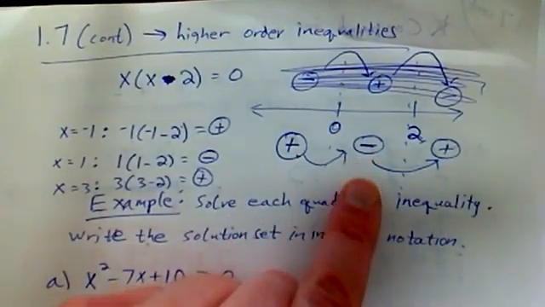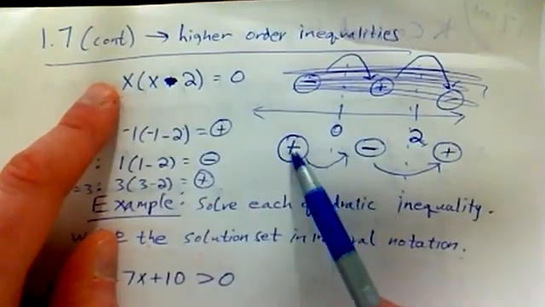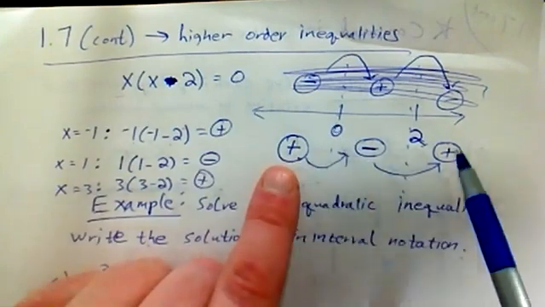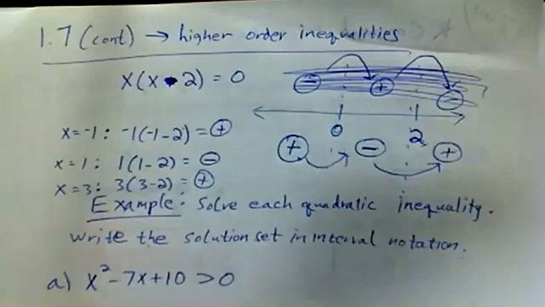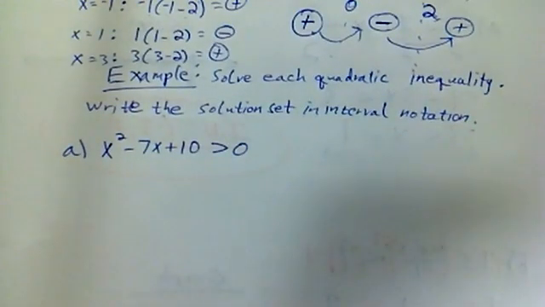Now, it won't always happen. For example, if this was x squared, sometimes you would not get a change right here. Okay, so you do have to check each side. The zeros just tell us what the boundaries are. Okay, so using that idea, I'm going to do this example. Solve each quadratic inequality, write the solution set in interval notation.